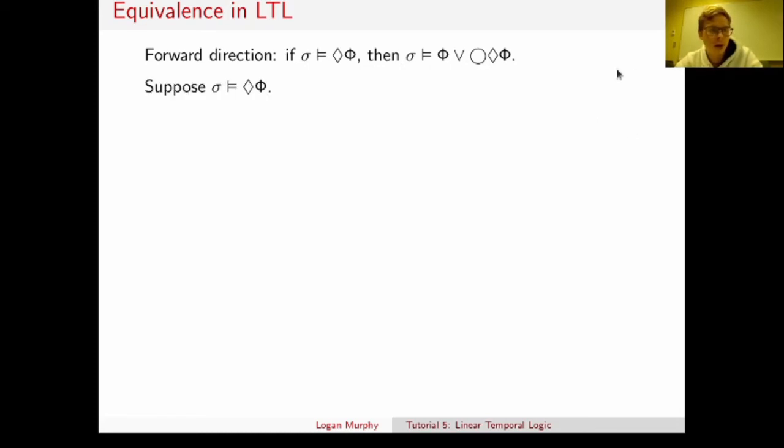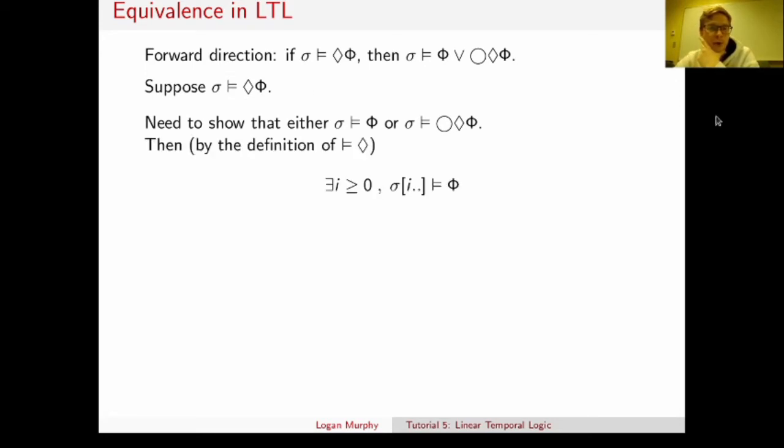Okay, let's take our premise here. We need to show that either sigma satisfies phi or sigma satisfies next eventually phi, right? That's how you prove a disjunction like this. Looking at our premise, if we unfold the definition of satisfaction with respect to the eventually operator, we see what our premise is actually saying. It says that there exists some I such that sigma from I satisfies phi.